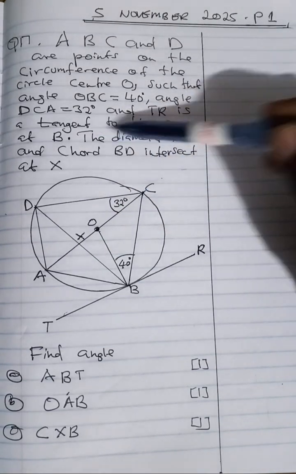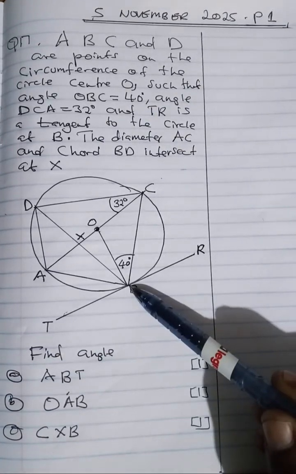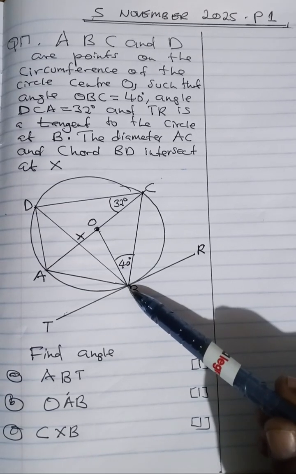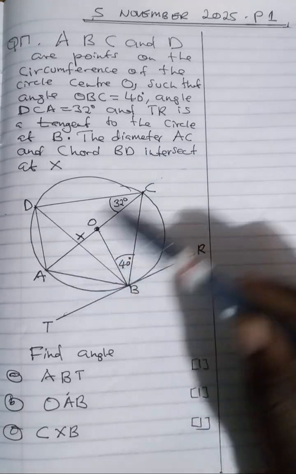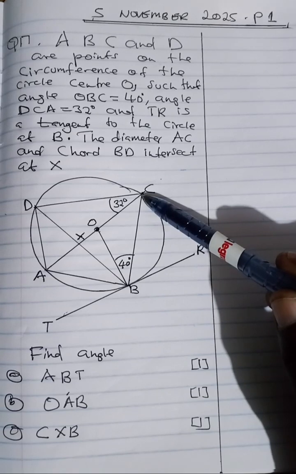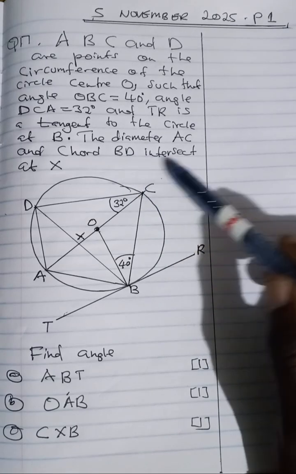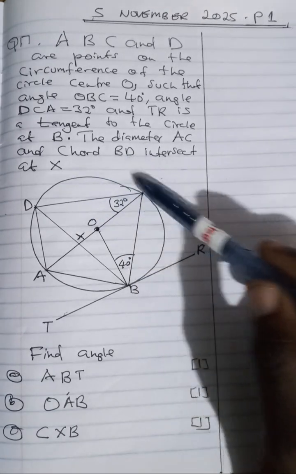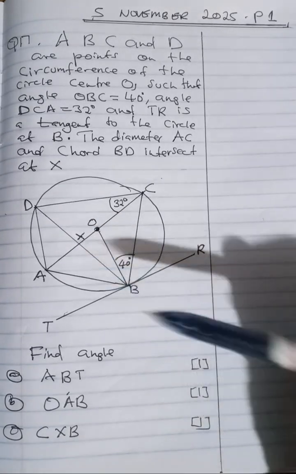And TR is a tangent to a circle at B. Remember, a tangent simply means a line touching a circle at one point. Then AC is the diameter. From A to C is the diameter. Means that this one is a line cutting a circle into semicircle, or in short, into half circle. Then BD intersects AC at X. Okay.